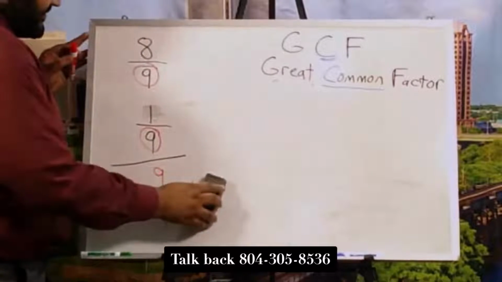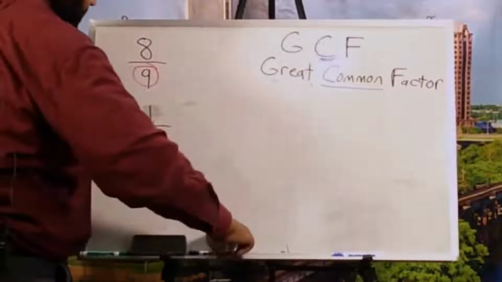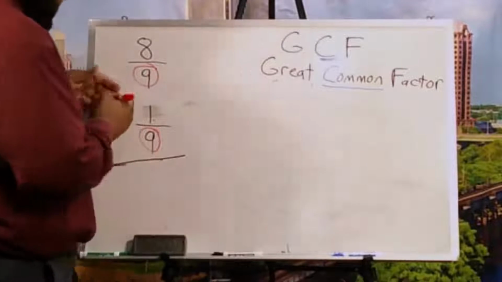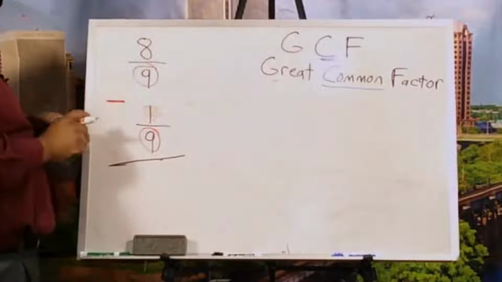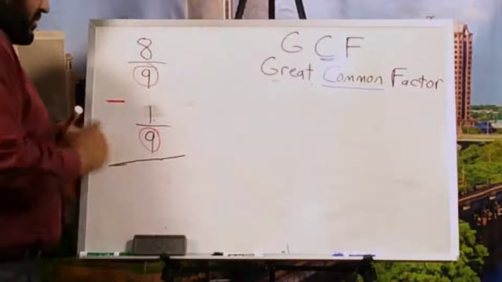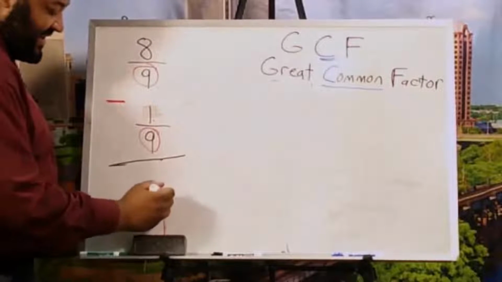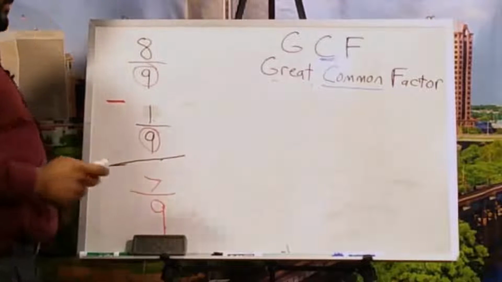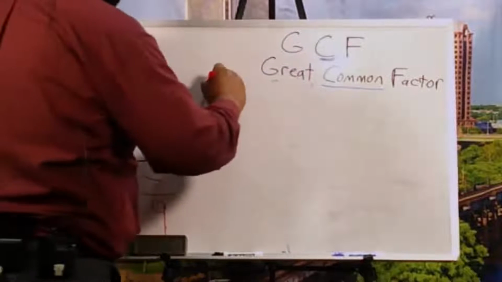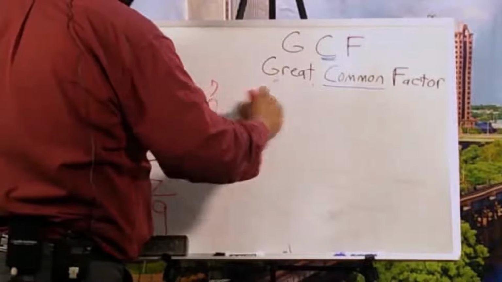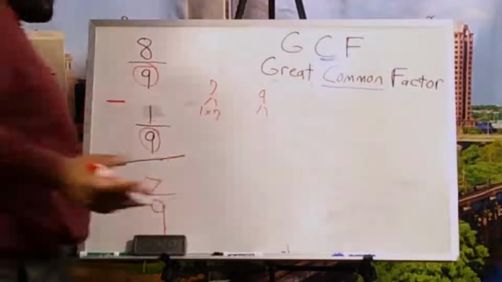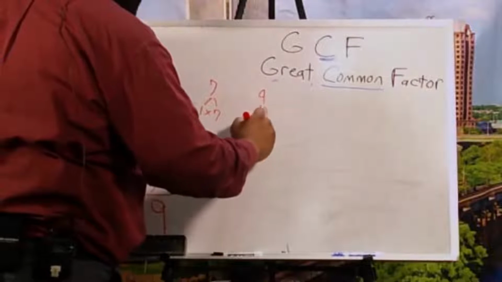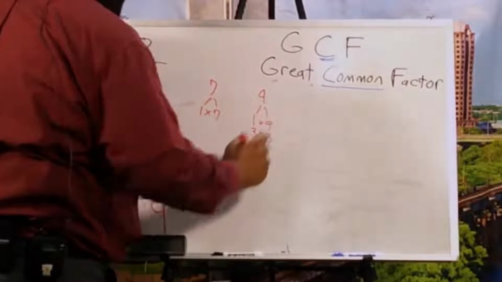Now, let me flip this around a little bit. I'm going to erase this and put a subtraction sign and see what happens this time. I keep my denominator as a 9. 8 minus 1 gives us a 7. I want to double check my GCF. I got a 7 and I got a 9. 1 times 7, anything else gives me 7? Nope. What gives me 9? 1 times 9 and 3 times 3.